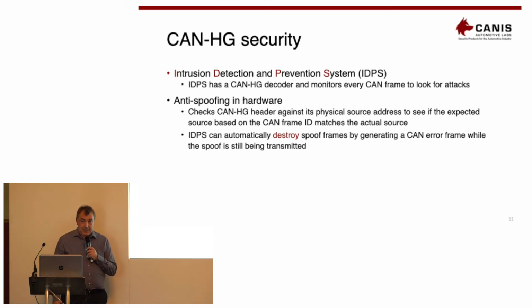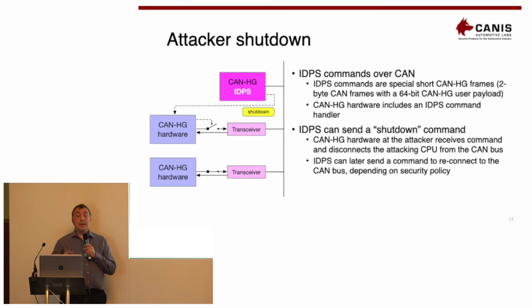So we build with CanHG, because you know where everything's coming from now, you can have a central intrusion detection system that can monitor every CAN frame and look for attacks. So with all the anti-spoofing, now you know where the frame physically came from, because you've got the CanHG header that was stuck in there. And now you can tell where it pretends to come from. It pretends to be the engine management system, but actually you know it came from the infotainment. So then you kill the frame with an error code. You stamp on that frame, so no one receives that CAN frame because the intrusion detection system stamps on it.